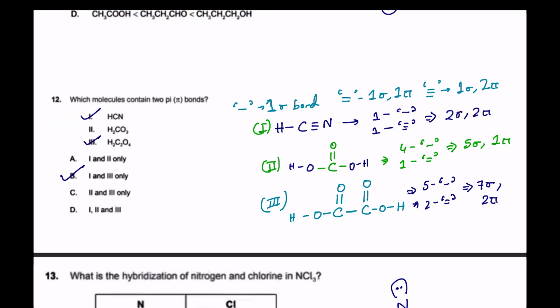Next one is H2CO3. It looks like this. Here obviously there are 4 single bonds and 1 double bond. So there are a total of 5 sigma and 1 pi bond. Obviously this is not the correct answer because we need 2 pi bonds.